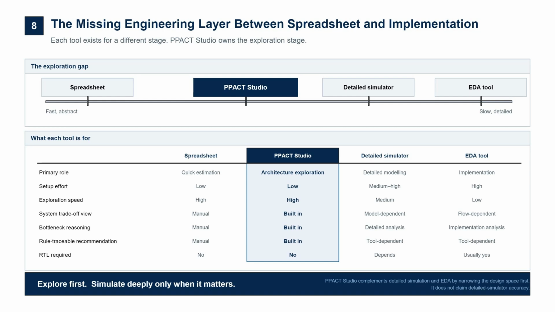PPACT Studio sits between those stages. It is intended for fast architecture exploration, system-level trade-off analysis, bottleneck reasoning, and rule-traceable recommendations without requiring RTL. Importantly, we do not claim detailed simulator accuracy. The philosophy is simple. Explore broadly first, and use deeper simulation when the evidence indicates that more detailed analysis is needed.